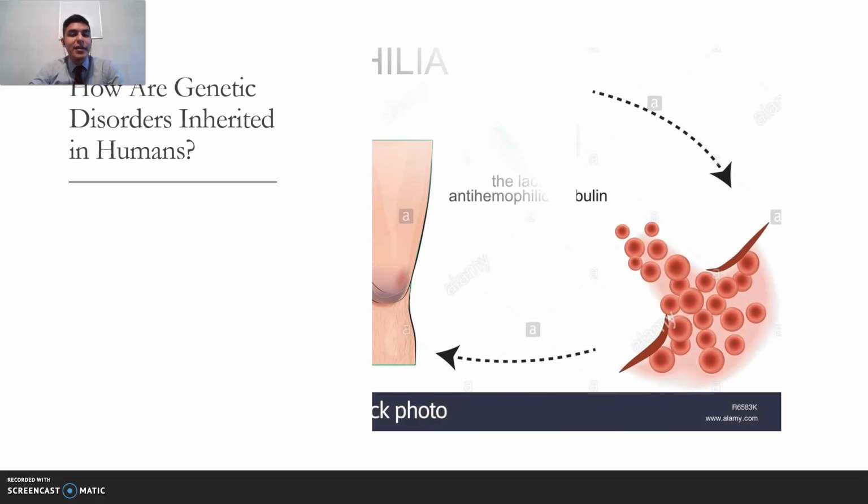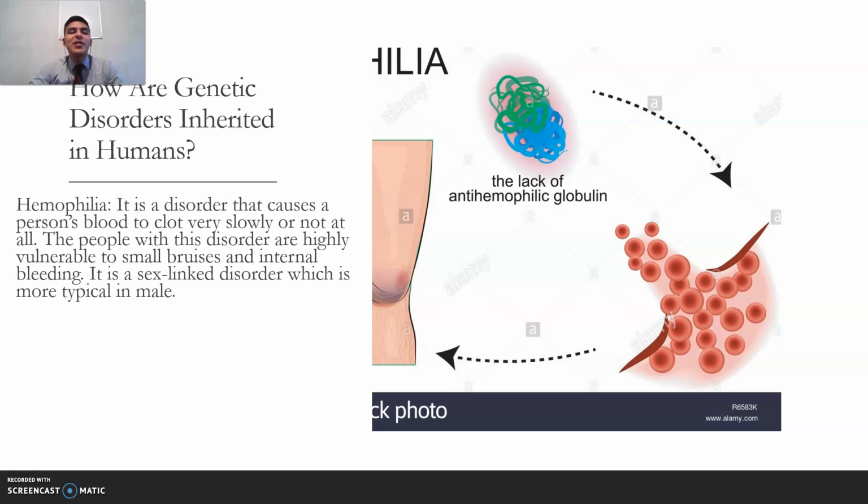All right. And how are genetic disorders inherited in humans? Oh, and this is something very interesting that we're going to study just in a while. We have hemophilia. It is a disorder that causes a person's blood to clot very slowly or not at all. People with this disorder are highly vulnerable to small bruises and internal bleeding. It is a sex-linked disorder, which is more typical in males.